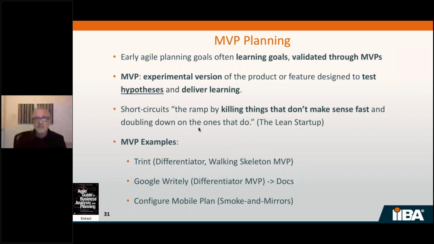So I mentioned this idea of MVP planning. I'm sure many of you know about it, but I just wanted to give you an idea what this is then. It means testing hypotheses. So an MVP is an experimental version of a product, and the purpose is to test an idea that we have, a theory, and to deliver some learning. In other words, by the end of the MVP test, we'll know something that we did not know before. The whole idea behind it is to short circuit the ramp by killing things that don't make sense fast and doubling down on the ones that do.